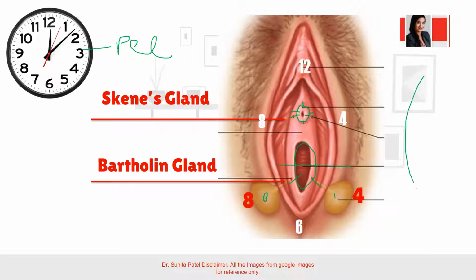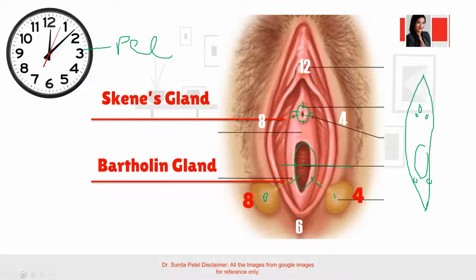So altogether, how many structures are present in the vestibular region? The urethral opening with 2 paraurethral glands, or Skene's glands, and the vaginal opening with 2 Bartholin glands. So altogether 6 structures are present: 2 Bartholin glands, 2 Skene's glands, 1 urethral opening and 1 vaginal opening. Are all of you clear?